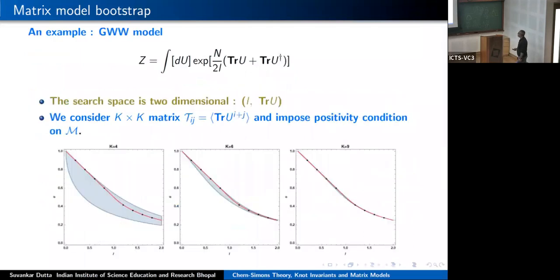So to give you an example, let us consider the famous Gross-Witten-Wardia model. This is an exactly solvable model, and I have taken it so that we can check our results with the exact results. So in the Gross-Witten-Wardia model, you can show that the search space is basically trace of U. That is, if you tell me what is the value of trace U, I can find out the other higher order operators using the loop equations. And L is my coupling constant. So now I consider this K by K matrix Tij, which is trace of U to the power I plus J. And I demand that these eigenvalues are greater than or equal to zero. Okay, this is the positivity condition.